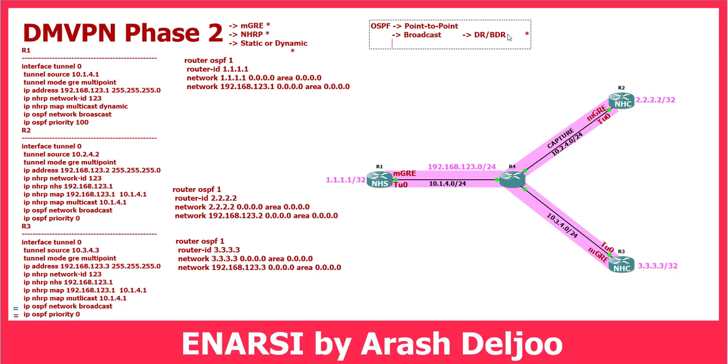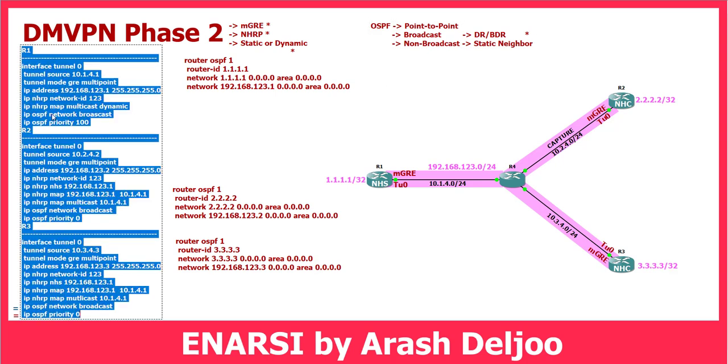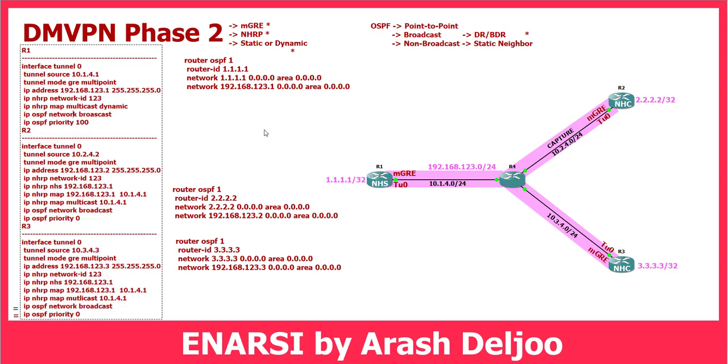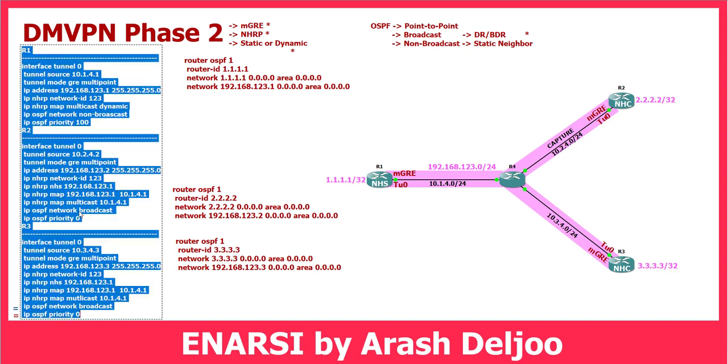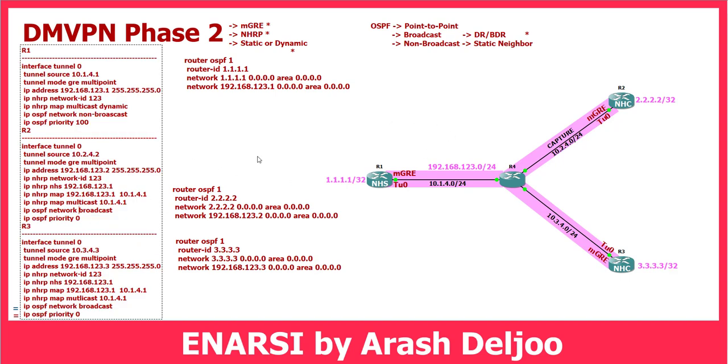The next network type is non-broadcast. You know that in non-broadcast everything is the same as broadcast, only we should configure the neighbors with the static neighbor command. Okay, static neighborship. If you want, you can use it. Let me configure it. Look here, IP OSPF network is non-broadcast. Don't forget, again, you should configure router 1, the NHS, as the DR with the IP OSPF priority 0. IP OSPF network non-broadcast here, and also here.